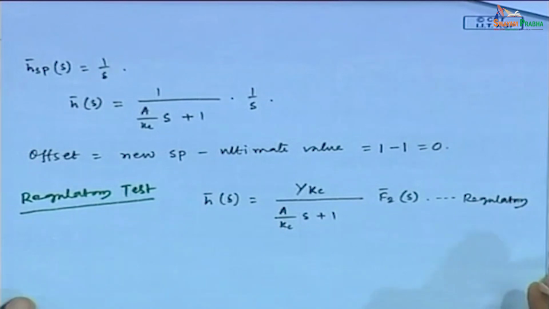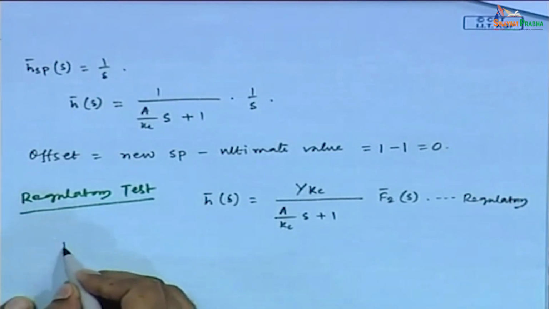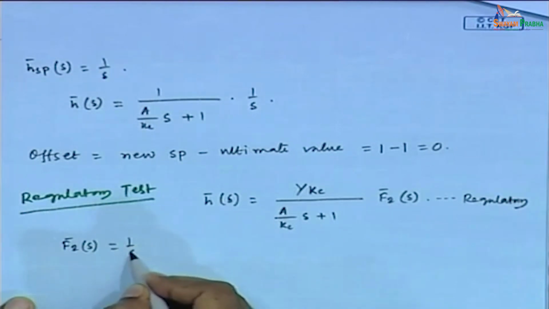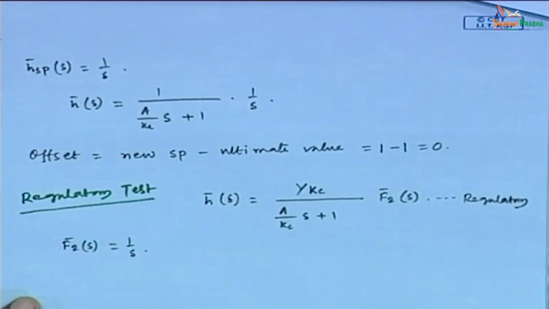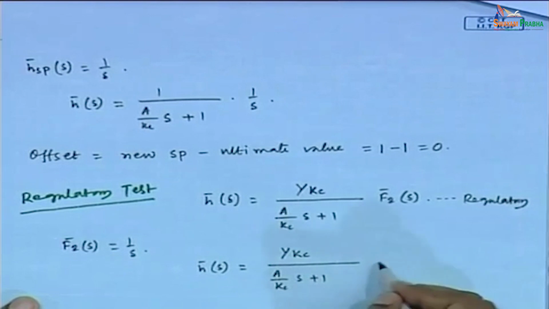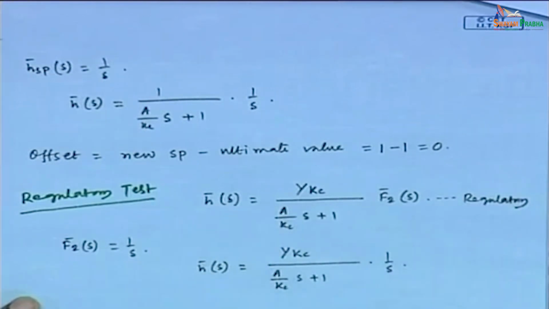Fine. Introducing a unit step change in F2, we obtain H bar S equals (1 by Kc) divided by (A by Kc S plus 1) multiplied by 1 by S.